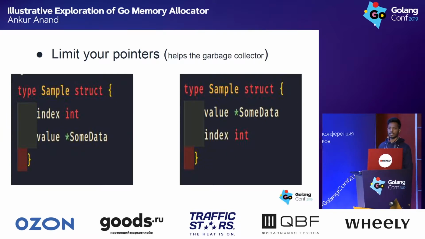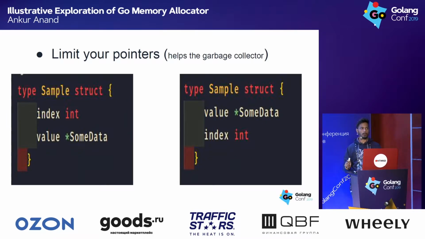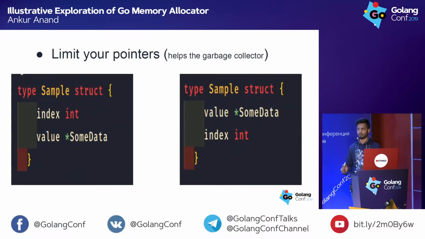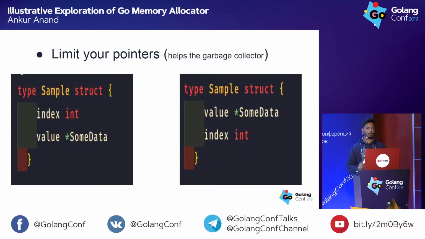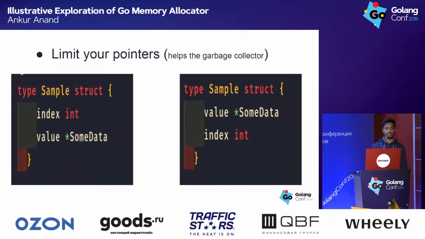Every optimization has certain drawbacks, so optimize your code only if you know this is the problem. Benchmark it, profile it, then optimize it. Here are my two structures. On the left side, you can see I have a pointer at the second element. On the right side, I have a pointer at the first element. That is what I mean by limiting your pointers.